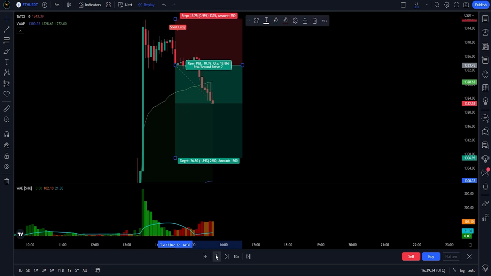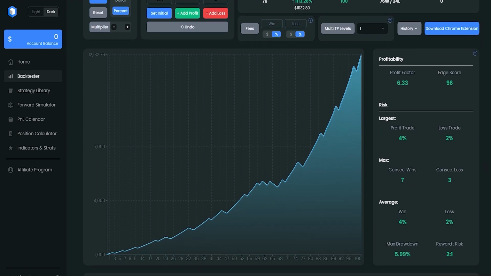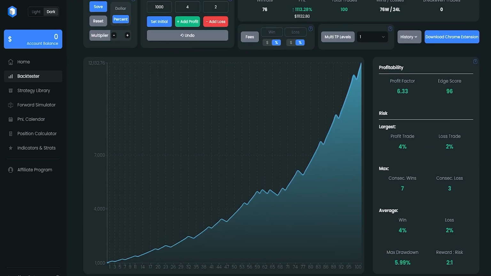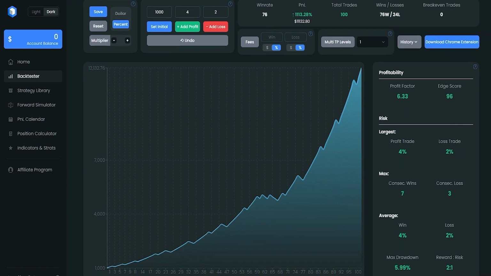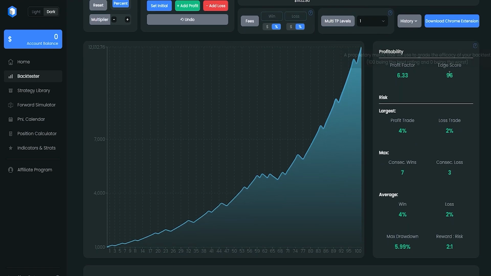Now, let's see what results you can expect by trading with this strategy. After 100 trades, I can finally show you what results you can expect from this VWAP strategy. Out of all 100 trades, this trading strategy was profitable 76 times, meaning we got a 76% win rate strategy. With our initial account size set to $1,000, we grew our account by 1,113%, which is about $11,132. Our profit factor is 6.33, and TraderEdge gives our strategy score of 96 out of 100, meaning that this strategy works exceptionally well. Now let's put this strategy on our list of profitable trading strategies.